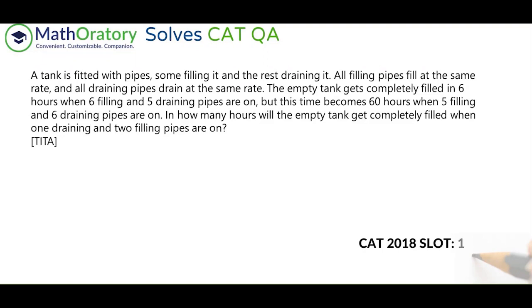That's it. So we have an empty tank which gets filled in 6 hours when six filling and five draining pipes are on. But this time becomes 60 hours if five filling and six draining pipes are on. So what we know is if there are six filling pipes and five draining pipes, let's say these are the efficiencies F and D. This is doing a negative work. We're trying to fill the tank and this is draining. So this is doing a negative work. Then the total work will be completed in 6 hours. So this should be the total work, right?